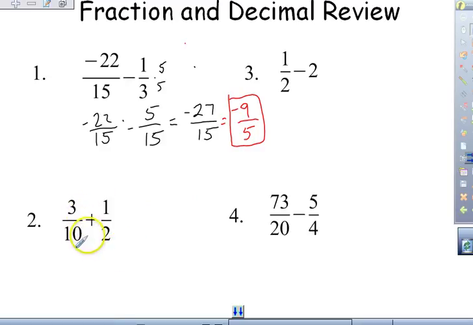Number 2. Common denominator is 10. So once again, the first fraction stays the same, plus what over 10? What's half of 2, so what's half of 10? 5. But it's the same as just multiplying by 5 over 5. When we add those together, we get 8 over 10, which equals 4.